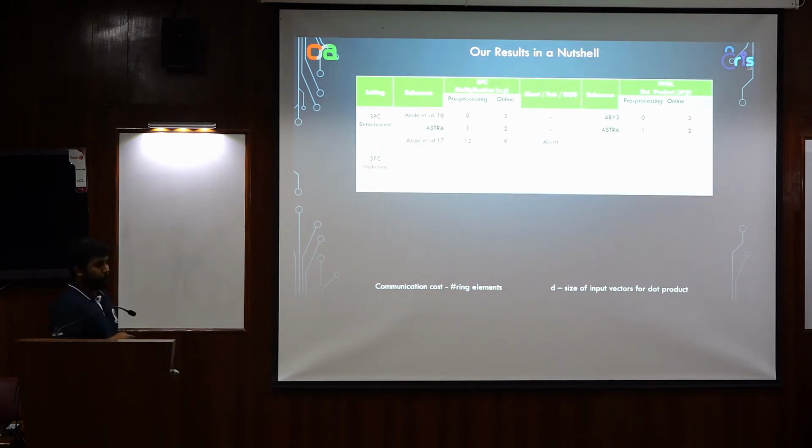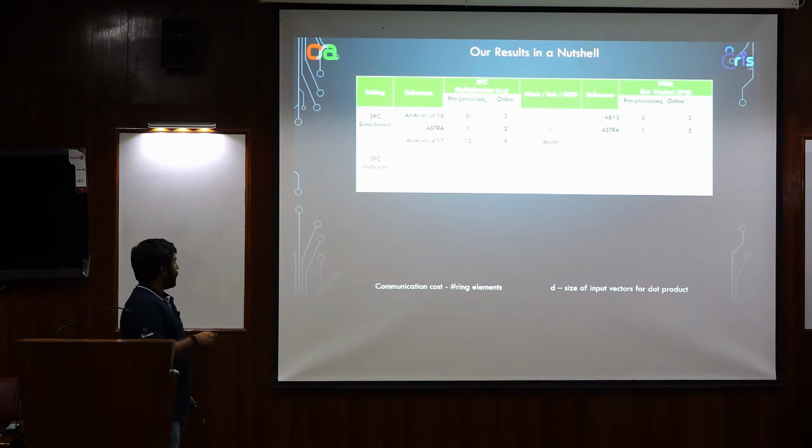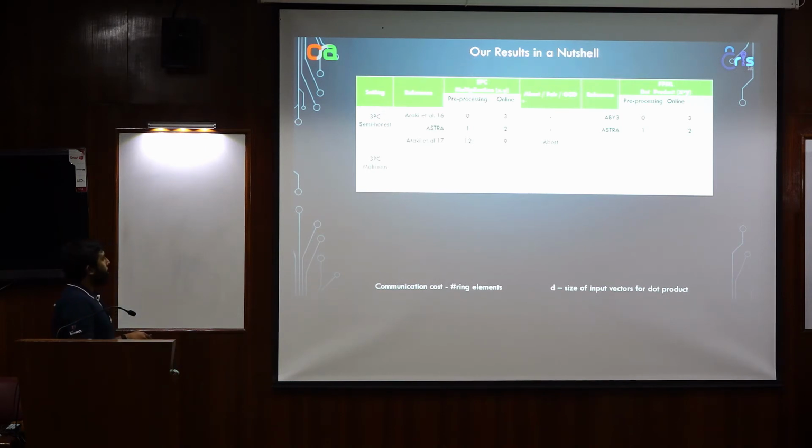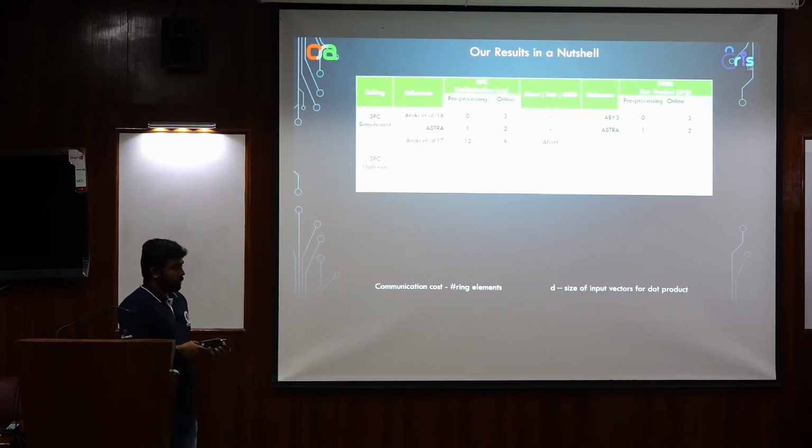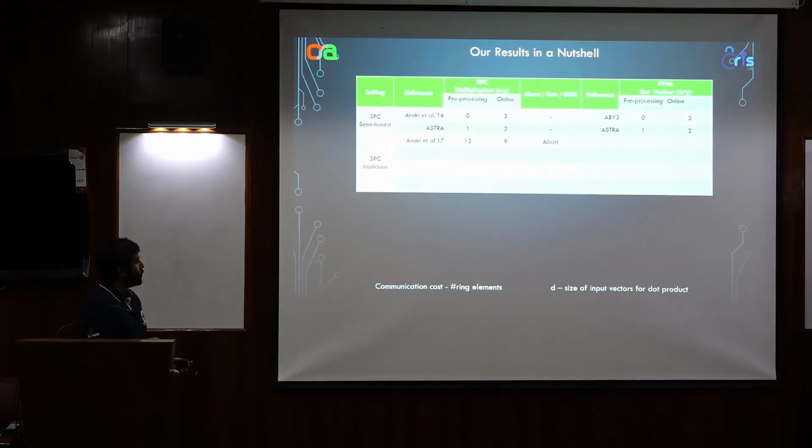Now coming to the stronger security setting, where it's malicious in the 3-party case, the work of Araki et al. in 2017. They proposed a multiplication protocol which requires communication of 12 elements in the pre-processing and 9 elements in the online phase, and they provide a security of abort. So security with abort means parties can abort at any stage of the protocol. That's the weakest form of security.